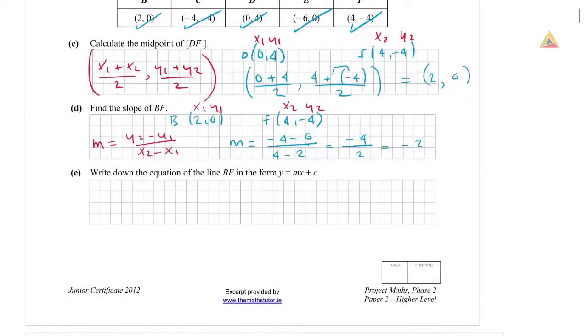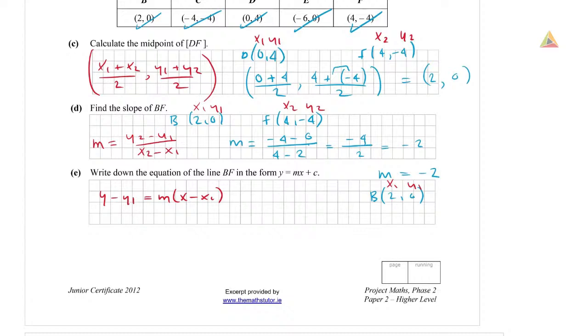So, next question. Write down the equation of the line BF in the form y is equal to mx plus c. So m is the slope. So your slope we got from before is minus 2, in the previous question. Now we need the formula for an equation. So it's y minus y1 is equal to m times x minus x1. So we need a point. So you can either go for B or F. I'm going to go for B. So the point B is 2 and 0. So I'm going to label that x1, y1.